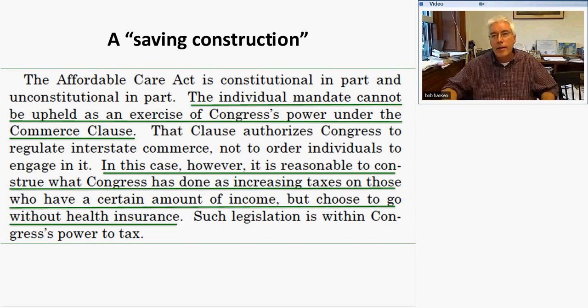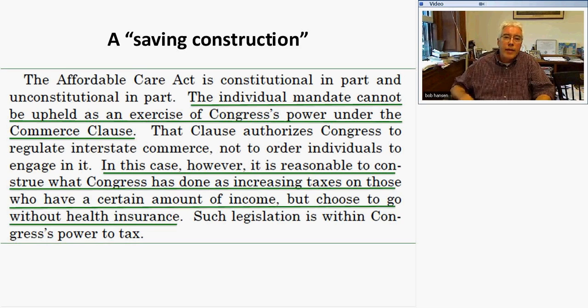This quote is from the majority opinion, which was written by Chief Justice Roberts, and I think it's a pretty good summary. The title of the slide I've given is a saving construction. What Roberts did, what the majority did, is they said, look, first of all, the individual mandate, that requirement to have insurance, cannot be upheld as an exercise of Congress's power under the Commerce Clause. That's what everybody was focused on. It's so interesting. And then in the end, they said, but you know what we're going to do, we're going to reread that law as liberally as we can. And that's the meaning of the saving construction. We're going to construe this in the most liberal way we can, and if we can interpret it in a way that's constitutional, that's actually our duty.